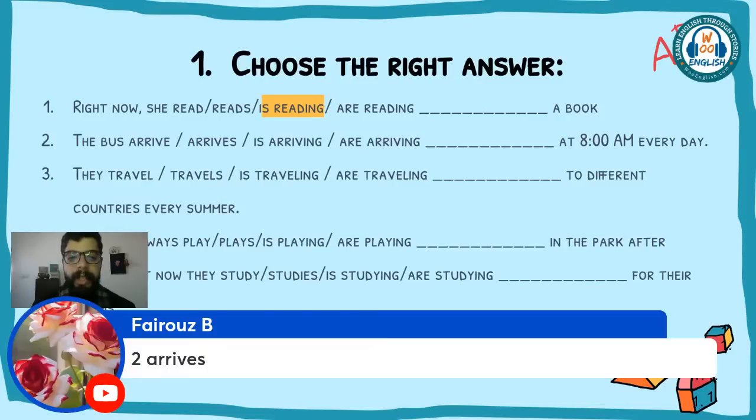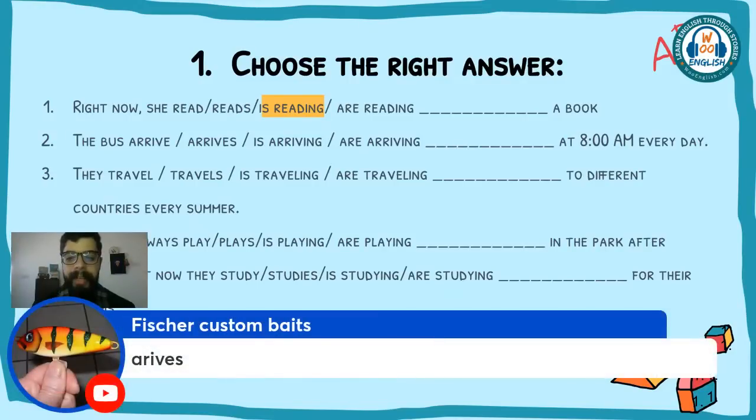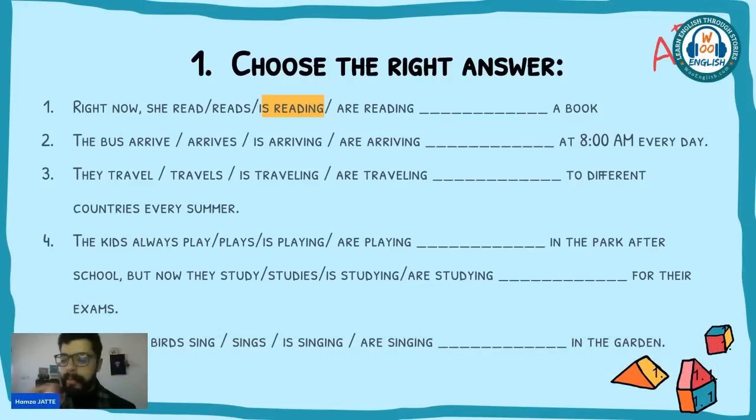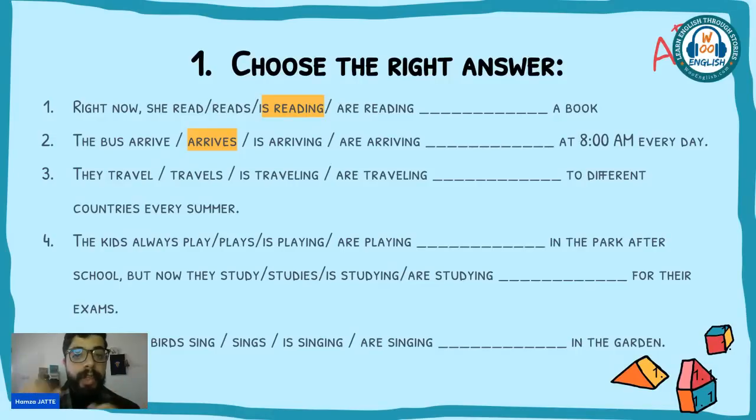Feiruz says number two, arrive. Lulu says arrives. And my friend Jan says arrive. All right, let's see. It arrives indeed. Basically, okay, Iman, indeed. So let me just explain. So number one, we have right now. So this is the present continuous. And we have she, so is reading, not are reading. And number two, the bus arrives. So here every day. So this is a habit or routine, and also this is a schedule. All right.